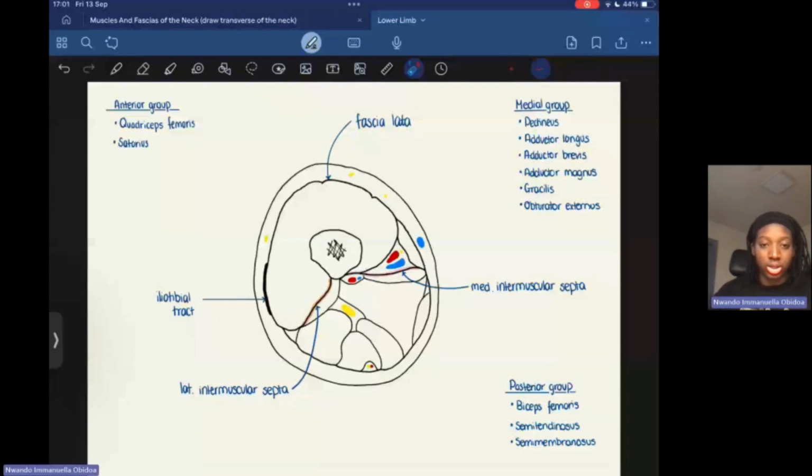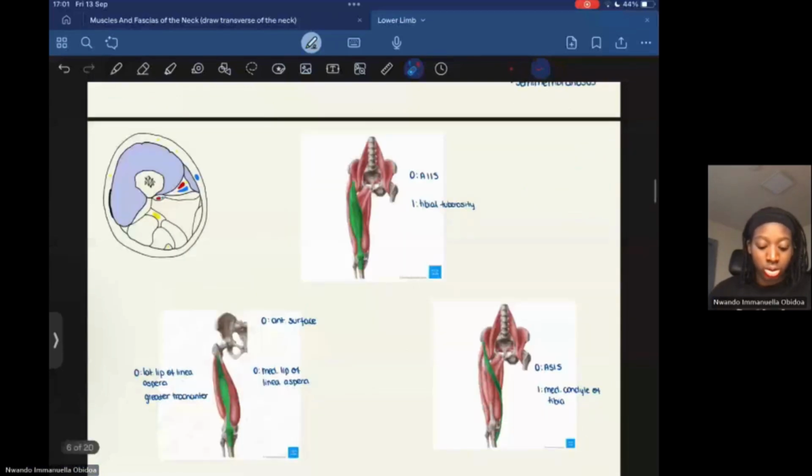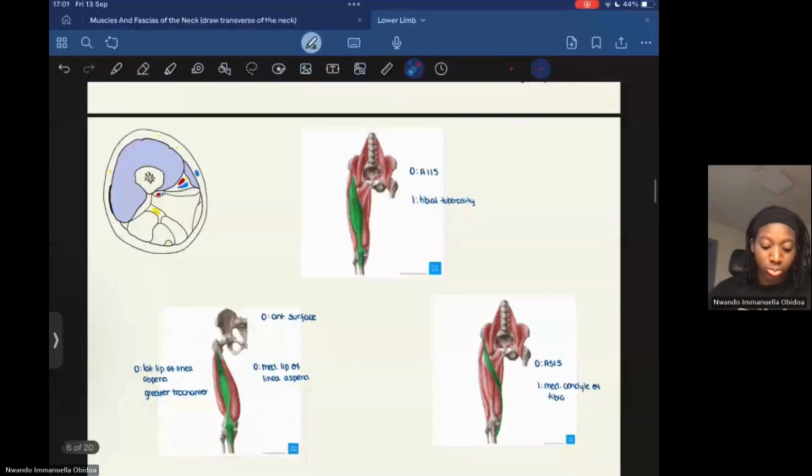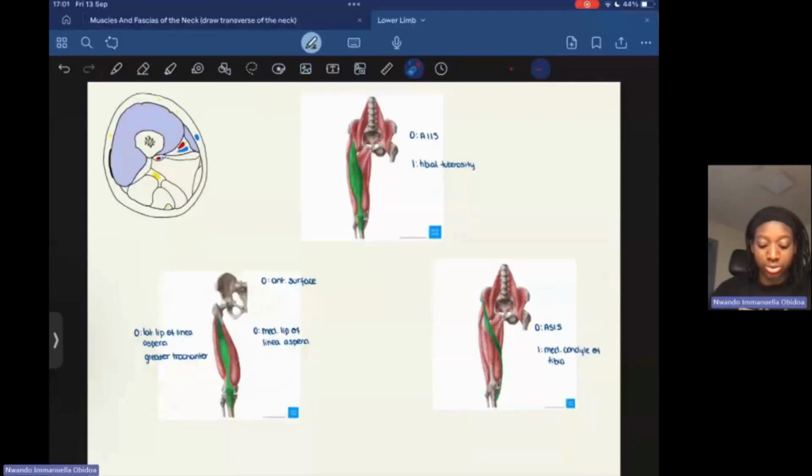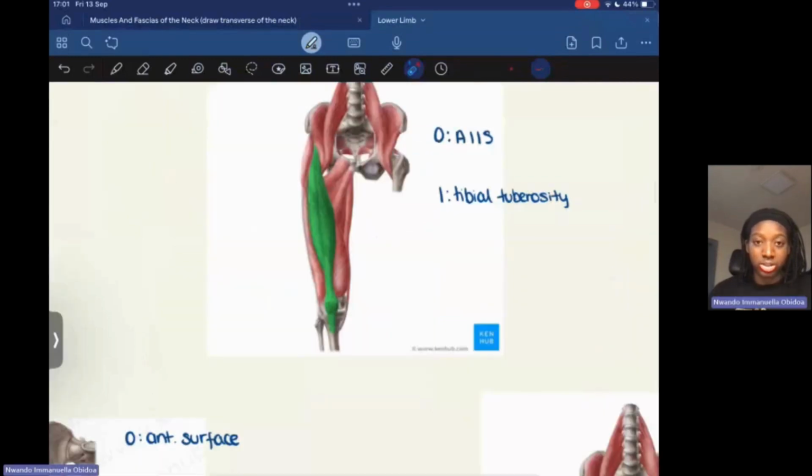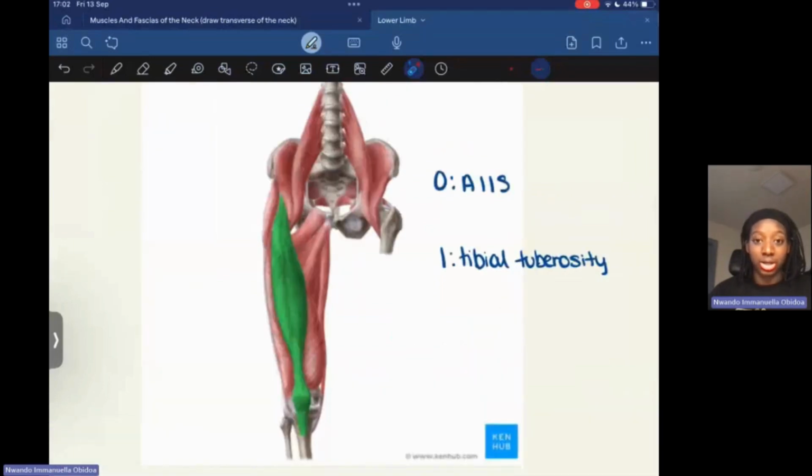So starting with the anterior group, we have the quadriceps femoris. Quadriceps femoris implies that it's made up of 4 muscles. So starting with the rectus femoris. The rectus femoris originates from the anterior inferior iliac spine and inserts on the tibial tuberosity.